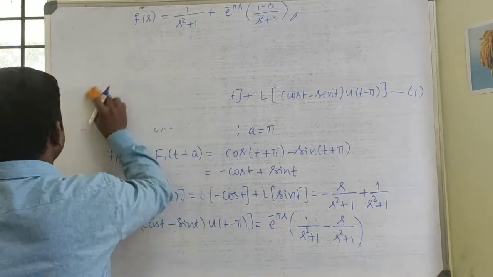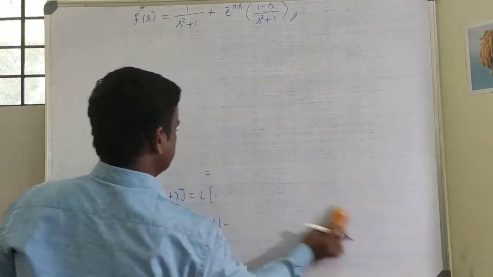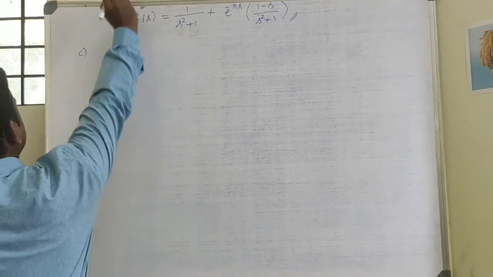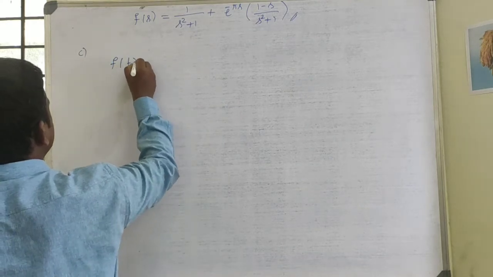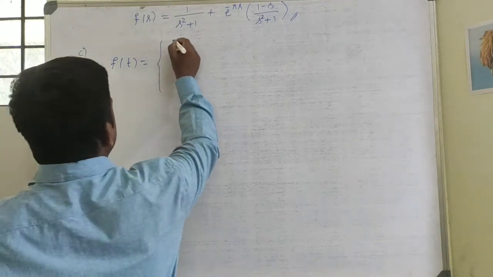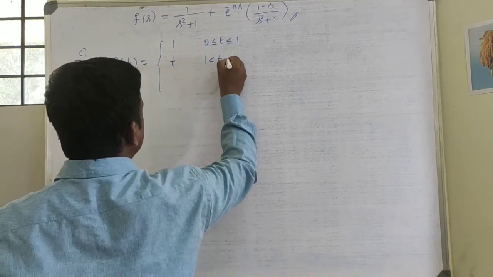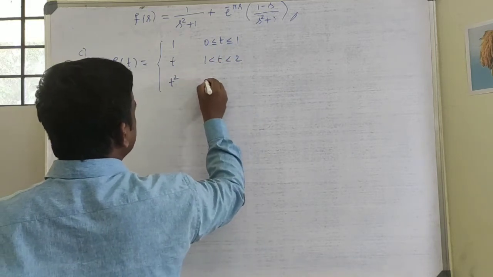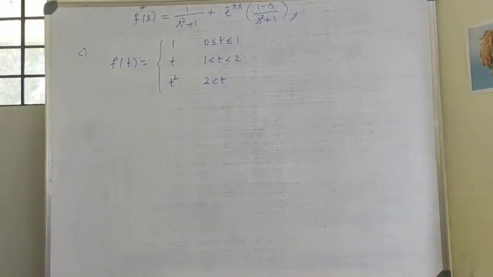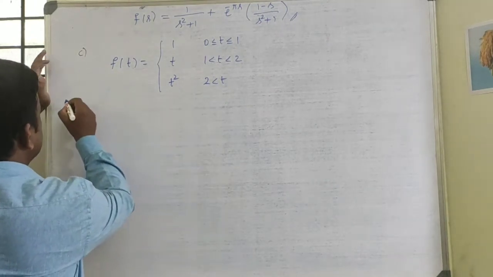Next, problem C. f of t is equal to 1 if 0 is less than or equal to t less than or equal to 1, t if 1 is less than t less than 2, t square if t is greater than 2. Now we need to find the Laplace transform of this function. As usual, first we need to express f of t in terms of unit step functions.